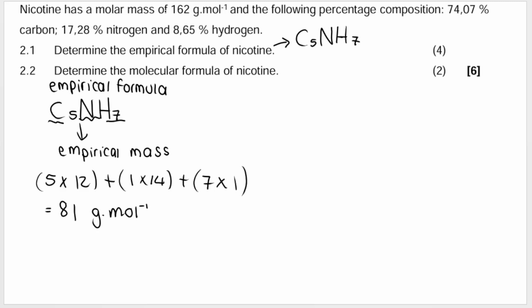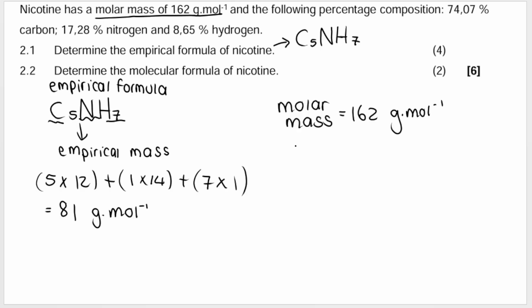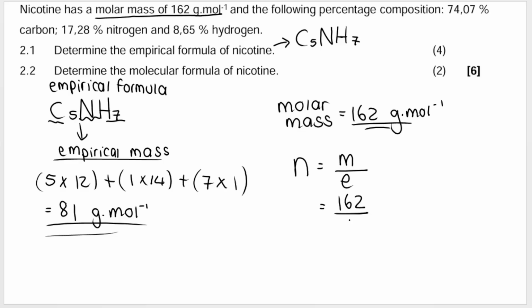Then what you do is you consider the molar mass given, 162. Once you have the molar mass and the empirical mass, so these two masses over here, 81 and 162, we can work out N. Remember, N is the molar mass divided by the empirical mass. So my molar mass is 162, my empirical mass is 81. That gives me a value of N of 2.